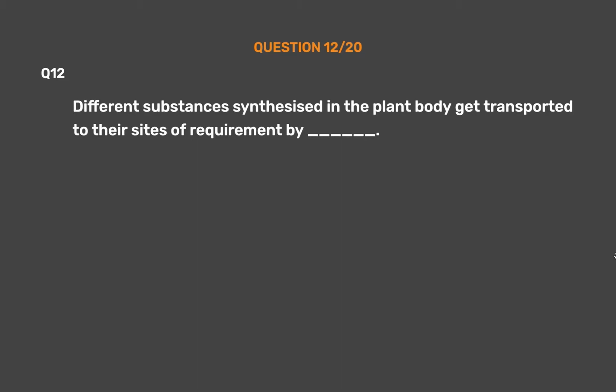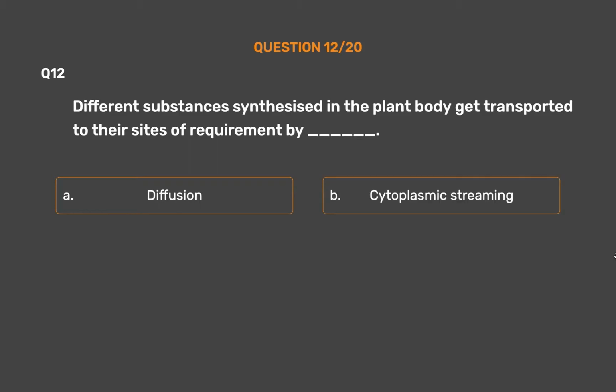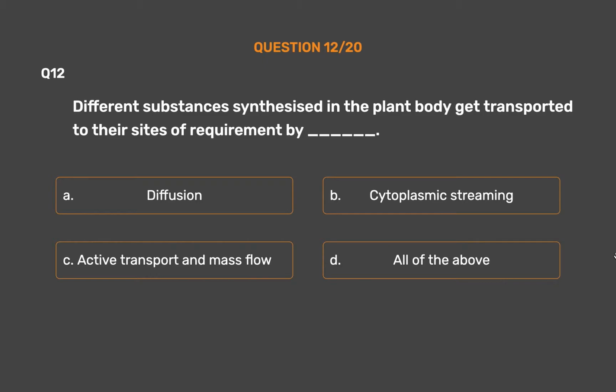Question number 12. Different substances synthesized in the plant body get transported to their sites of requirement by _. Option A. Diffusion. Option B. Cytoplasmic streaming. Option C. Active transport and mass flow. Option D. All of the above.